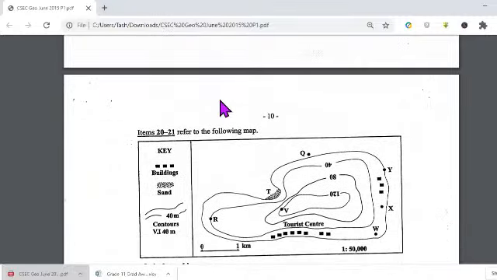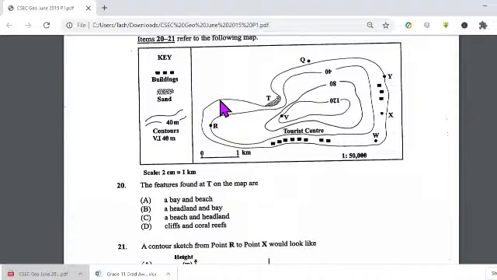Item 20 to 21 refer to the following map. The features found at T on the map are, we saw this question, we did this question already together, so you can have a pretty good idea of what your questions on your exam are going to look like. So here I see some people answering real quick.